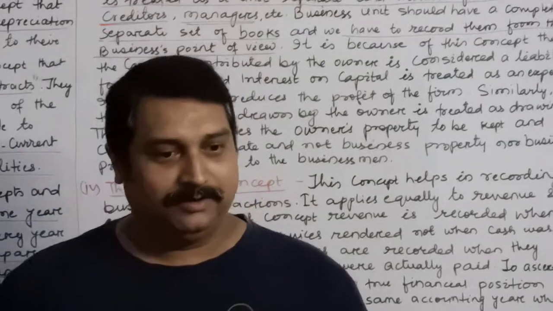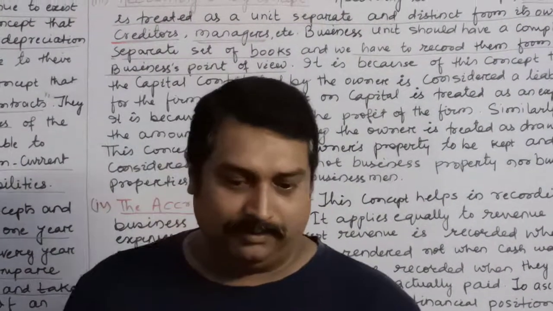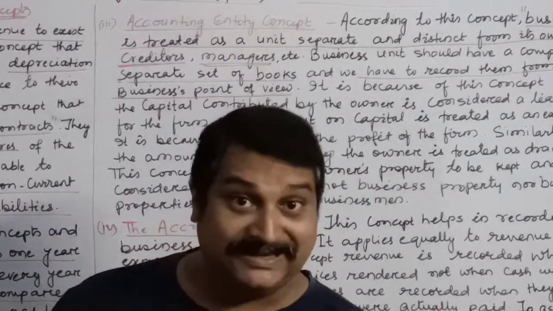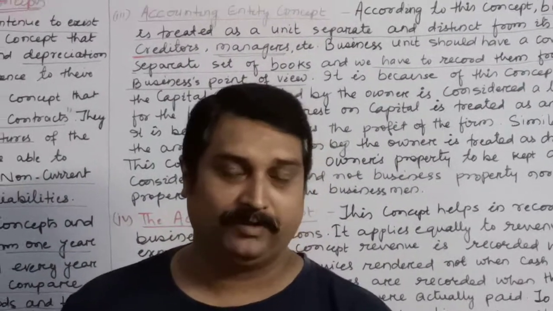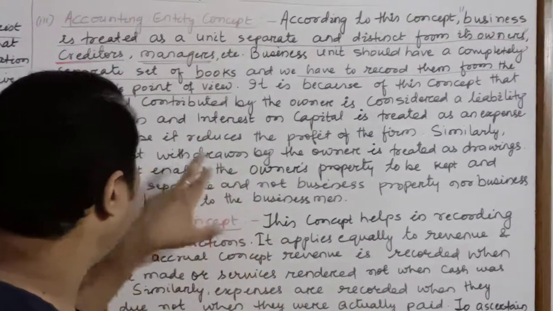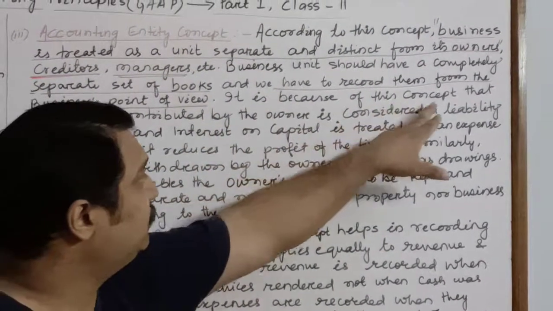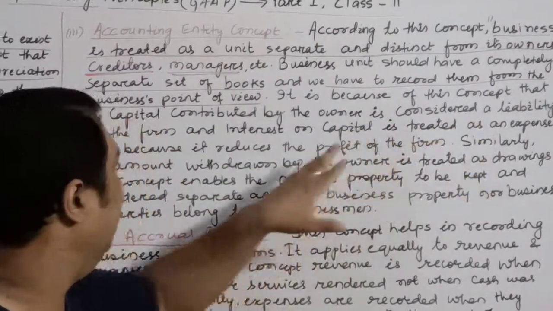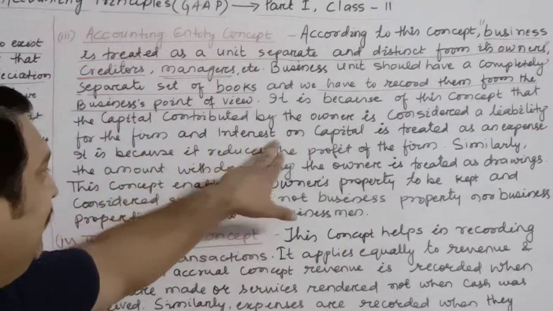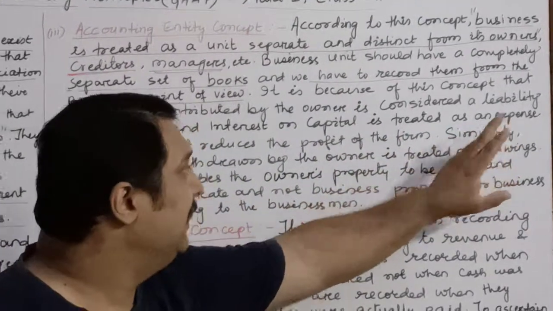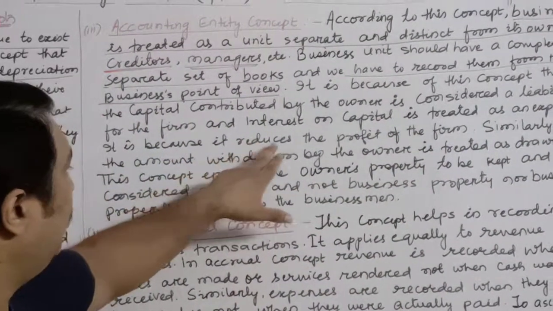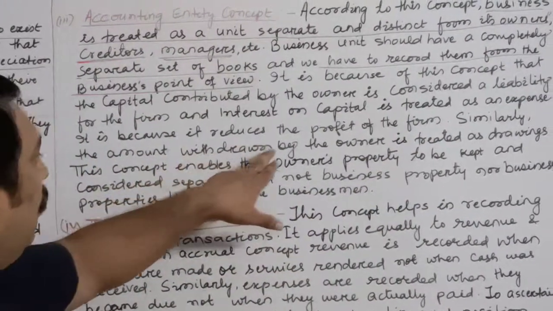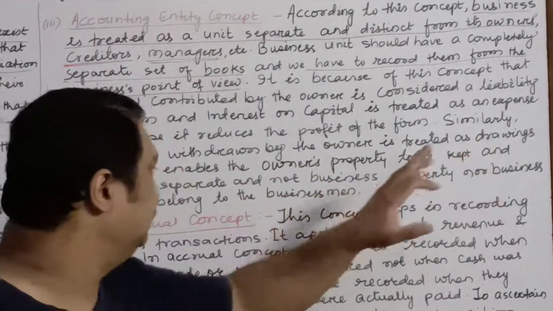Similarly, if rupees 50,000 was received, who received it? The business, not the businessman. And that is why, as I told you, it is because of this concept that the capital contributed by the owner is considered a liability for the firm, and the interest on capital is treated as an expense. It is because it reduces the profit of the firm. Similarly, the amount withdrawn by the owner is treated as drawings.